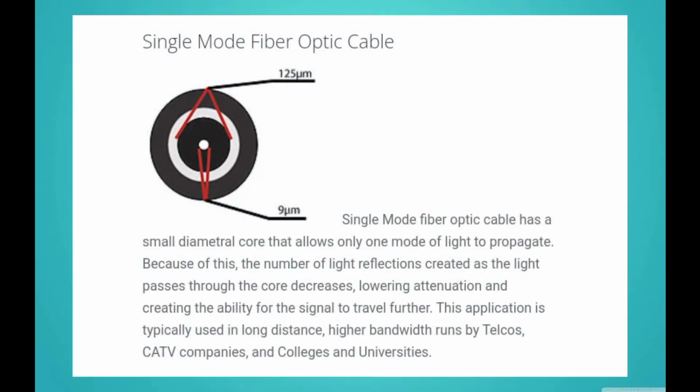Single mode fiber optic cable. Single mode fiber optic cable has a small diameter core that allows only one mode of light to propagate. Because of this, the number of light reflections created as the light passes through the core decreases, lowering attenuation and creating the ability for the signal to travel further. This application is typically used in long distance, higher bandwidth runs by telcos, CATV companies, and colleges and universities.